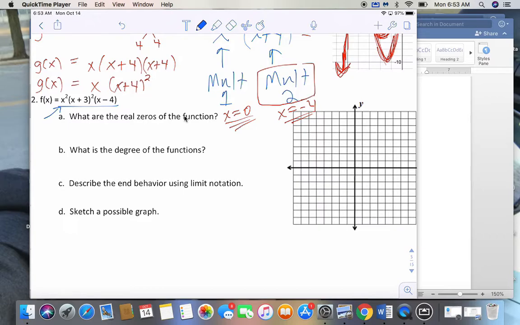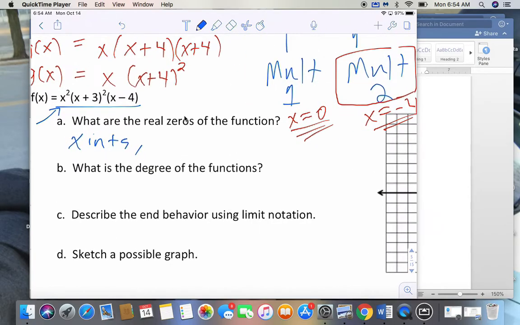X squared, the x by itself out front means 0 is one of our zeros. So I'm going to write x-intercepts. I'm just going to list them here. We got 0. And then we're going to look at the next one, x plus 3. What would make that 0? That would be -3. And what would make x minus 4 zero is 4.